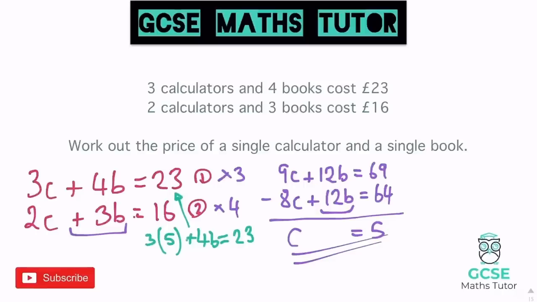Now 3 lots of 5 is 15, so we're going to have to take away 15 from both sides, and we get 4b equals 23 take away 15, which is 8, and then dividing that by 4, we get b equals 2. There you go, 8 divided by 4, b equals 2. So our final answer there: c equals 5 and b equals 2. Obviously thinking about the context here, that was a calculator is £5 and a book is £2.